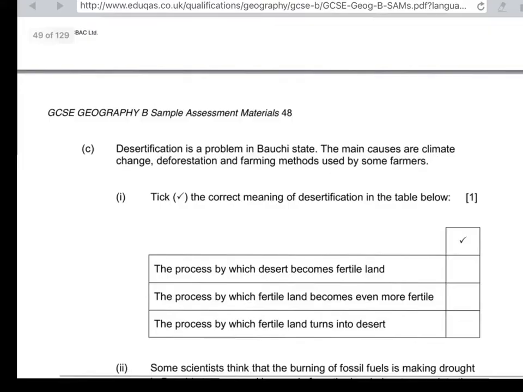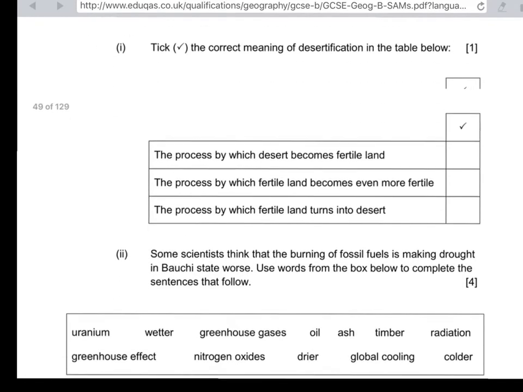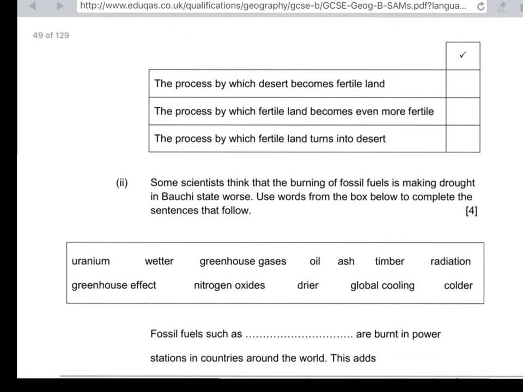I'd actually say that's wrong, but it's the best of the 3 options. It's normally the degrading of land. It doesn't have to physically turn into desert to be desertification, but the nice thing about that is the other 2 are clearly wrong. Right, then you've got a little bit here on climate change.